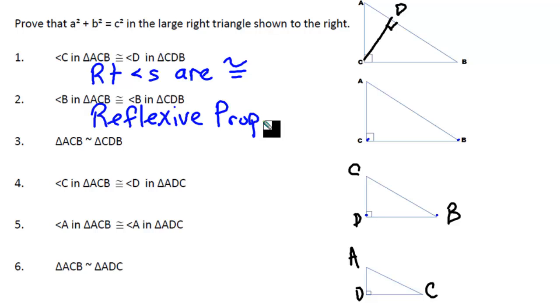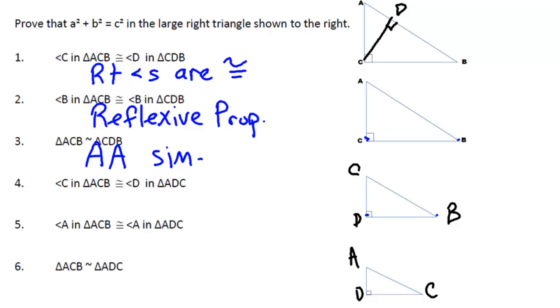As a result, they're claiming the big triangle ACB is similar to the middle triangle CDB. Well, we've already shown in steps 1 and 2 that they have 2 corresponding angles that are congruent, and that is all you need to show similarity. Now, congruence would be another matter. But for similarity, all you need are 2 corresponding angles that are congruent. So they are similar triangles through AA similarity.